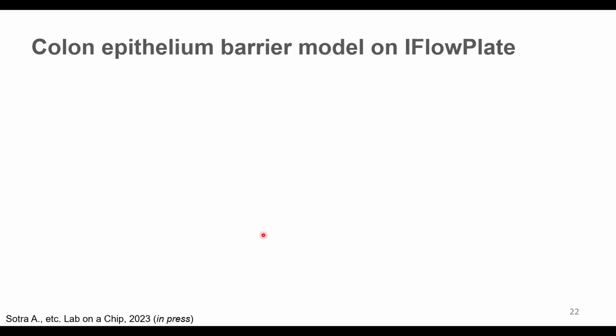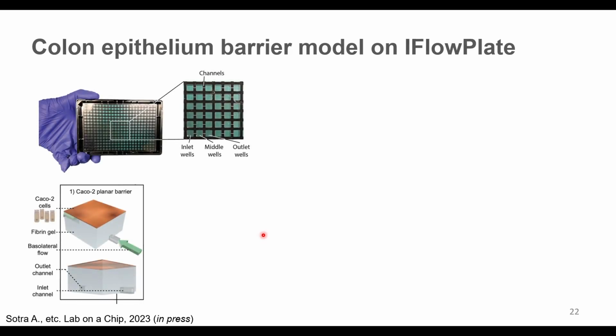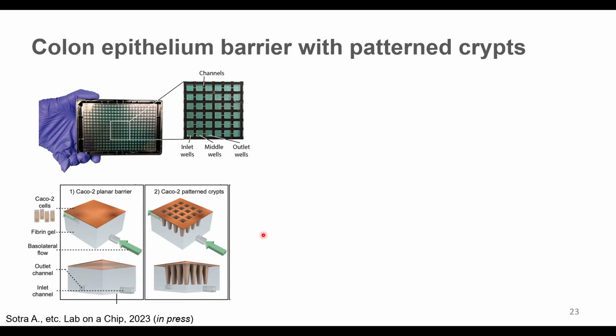And so we thought, can we use the iFlow plate in a different way? So instead of seeding the cells inside the gel, what if we seed the cells on the surface of the gel to form this epithelium barrier that allows us to access the lumen space and also look at the barrier function. Now, we can definitely create just a flat layer of epithelium cells on the surface of the gel, but if that's the only thing we did, then we would be losing an opportunity to introduce this crypt topography that's important to colon.